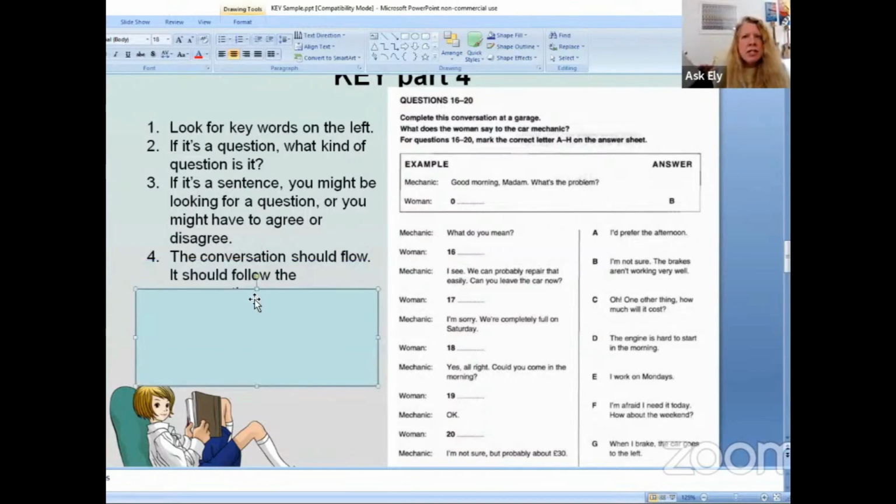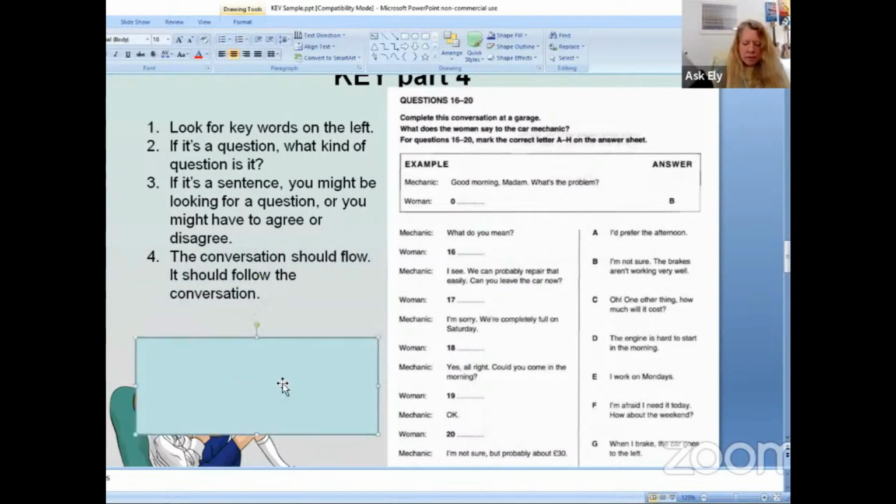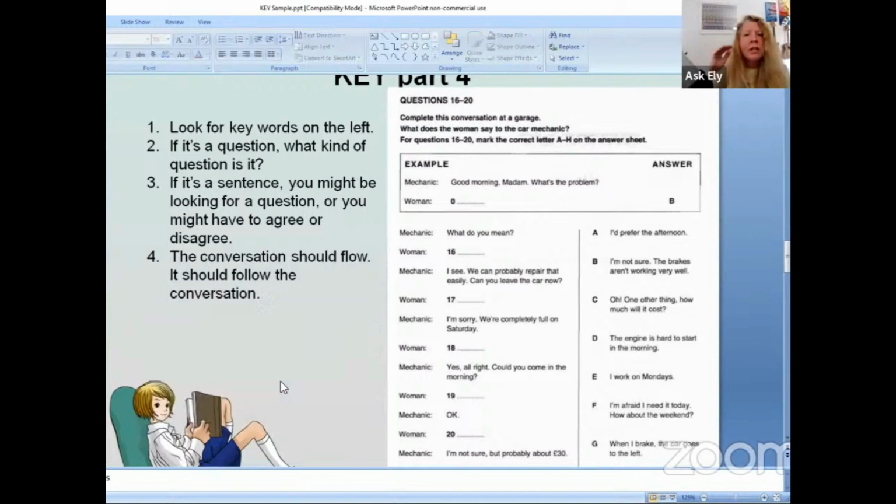The conversation should flow. It should follow the conversation. Okay? Don't skip around. So, for example, we have to start with the example. It helps with the flow. It helps with the conversation. So, you have to think of 2 people in your mind. Think of 2 people. Do you have 2 people? Maybe your friend and you, right? Maybe it's me and you.